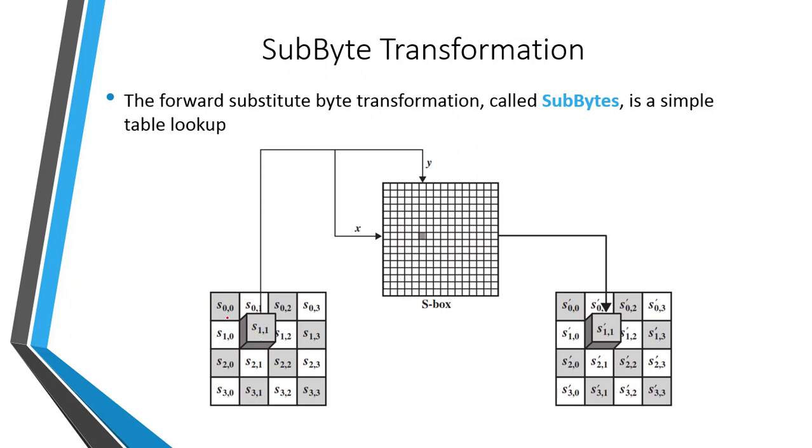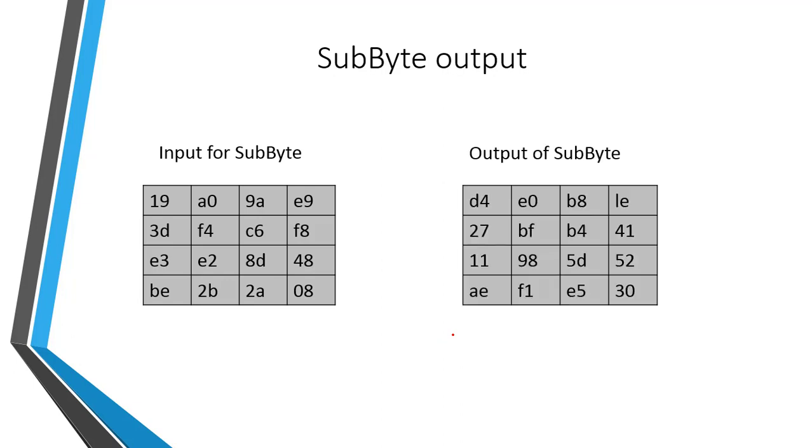The leftmost 4 bits of the byte are used as a row number in the S box, and the rightmost 4 bits are used as a column number in the S box. Now the row number and column number serve as an index into the S box to select the unique 8-bit output value. So in this way, all the input is converted into the intermediate output using the S box. So this is one example of input and output of the SubByte transformation.